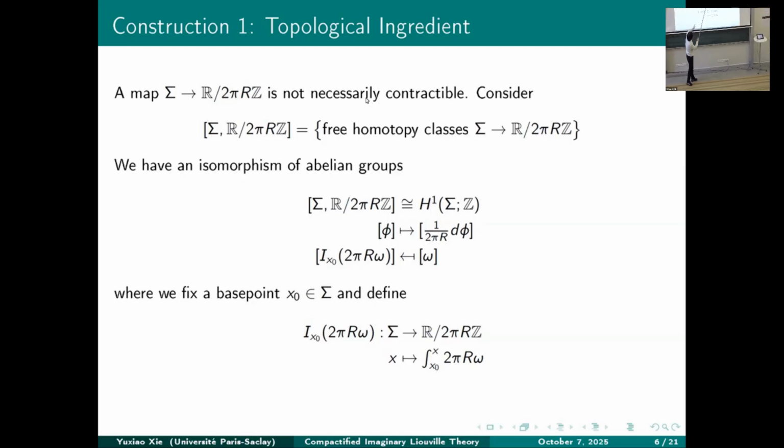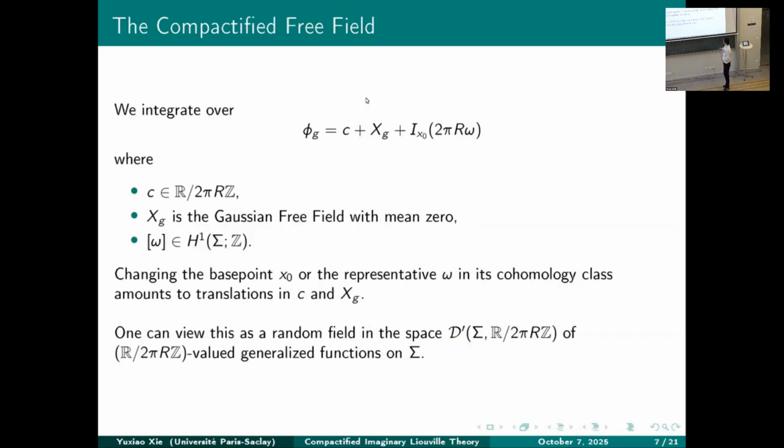So we have this natural map. So basically, this means that if you take a closed one form with integral cycles on your surface, and then you integrate with respect to a base point x0, you get some non-trivial continuous map from sigma to this space, and then you should add this part in your path integral. So we arrive at the formula, the decomposition for the compactified free field.